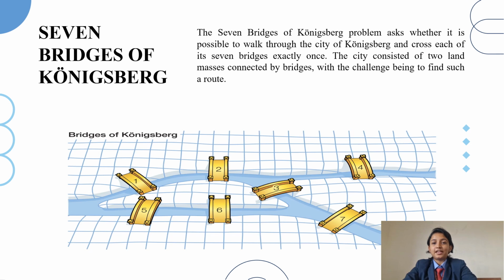Now, let's step into the shoes of an 18th century Königsberg resident, the problem that started it all. The 7 bridges of Königsberg asked whether one could walk through the city and cross each bridge exactly once. Euler analyzed this as a graph problem and found that no such path existed there. Euler proved that it is actually impossible. This is the birth of graph theory.